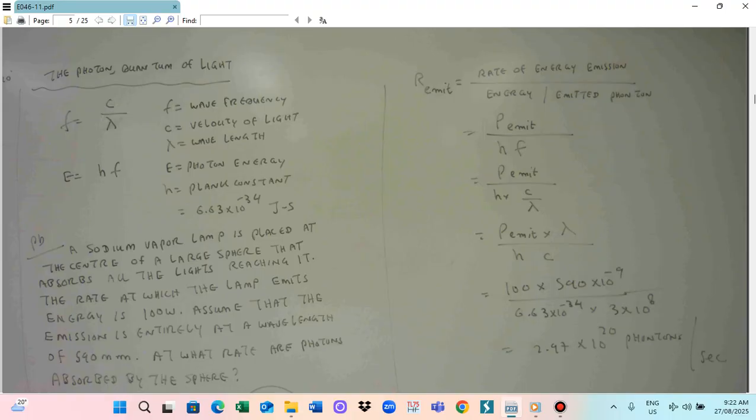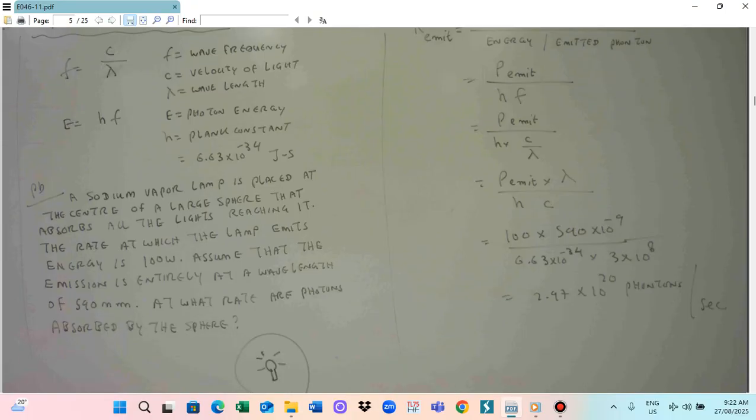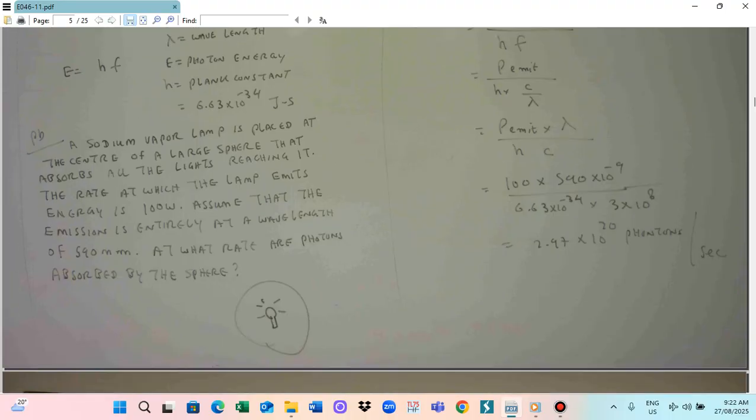A sodium vapor lamp is placed at the center of a large sphere, and it absorbs all the light reaching it. So this is for the large sphere. We use the light, and the power is 100 watts. Assume that the emission is entirely at a wavelength of 590 nanometers. At what rate are photons absorbed by the sphere? So in this case, we have to calculate the emission rate.